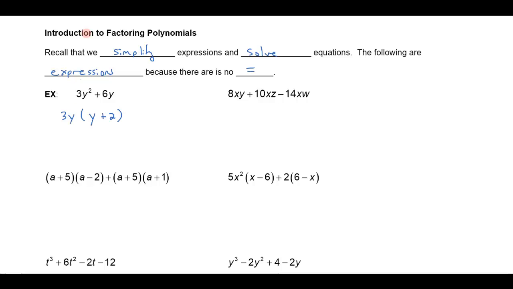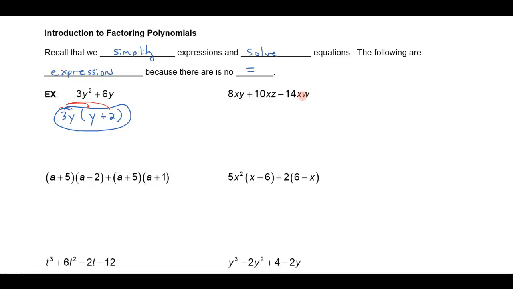So always double check. If I redistribute the 3y to the y, to get this 3y squared, and the 3y distributed to the 2 gives me 6y, and so I'm sure that that's my answer. And that's the way you always check your factorization, is just multiply it back out and be sure you did it correct.